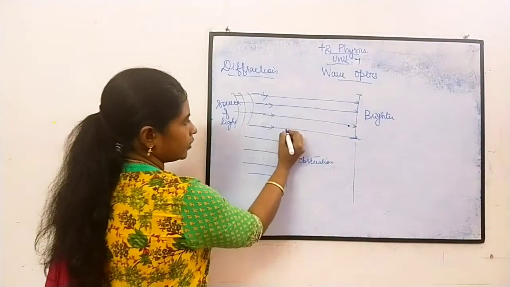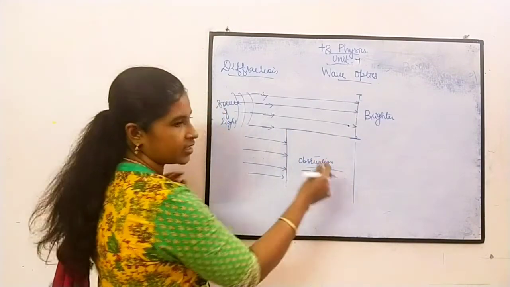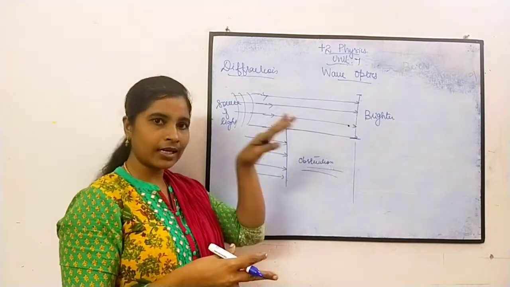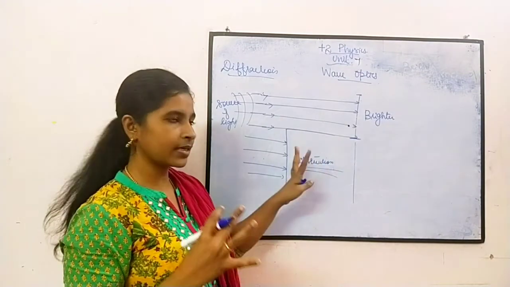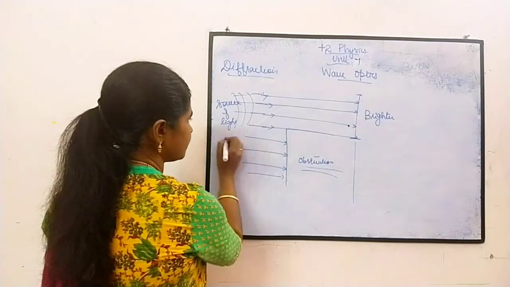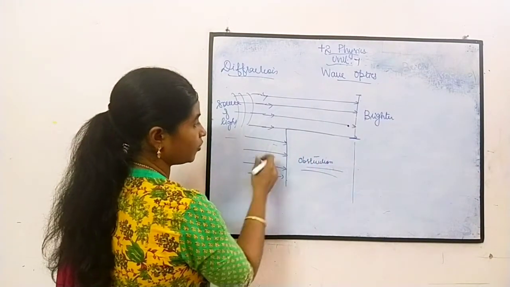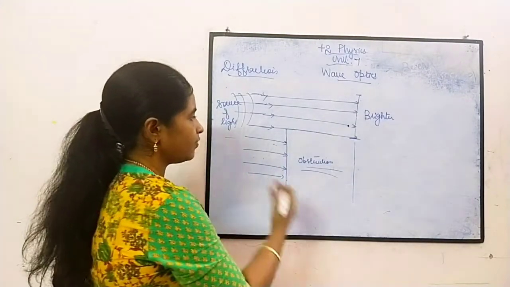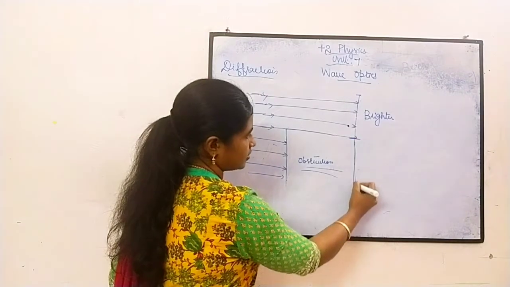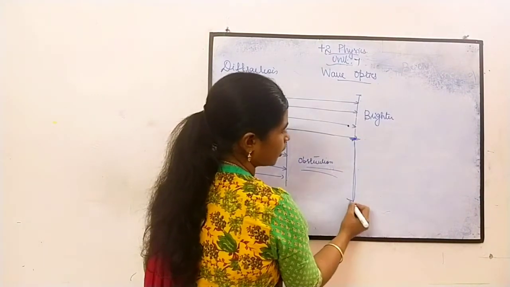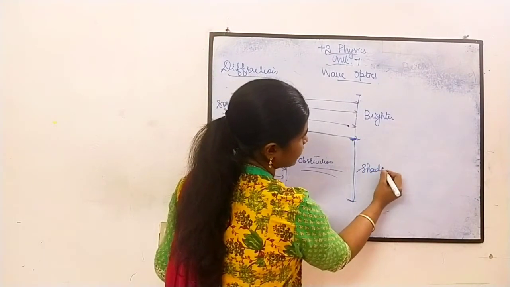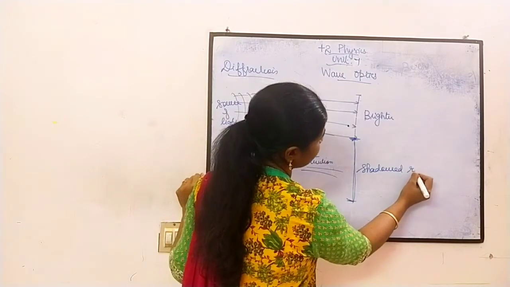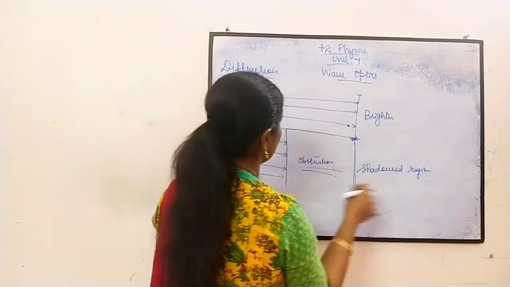But here, consider there is an obstruction, something like a cardboard that is obstructing the light. The same source of light is coming here, but it cannot pass over here as it passes here. Here we can see the shadow. This is the shadowed region, which looks dark. We call it the shadowed region.